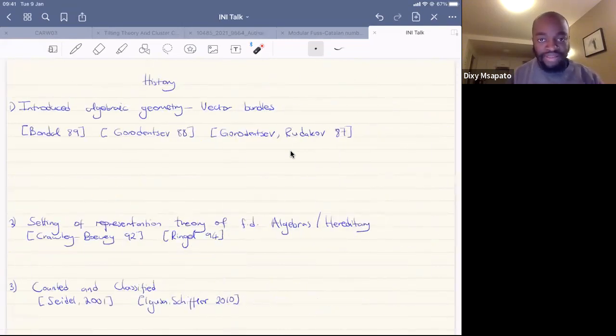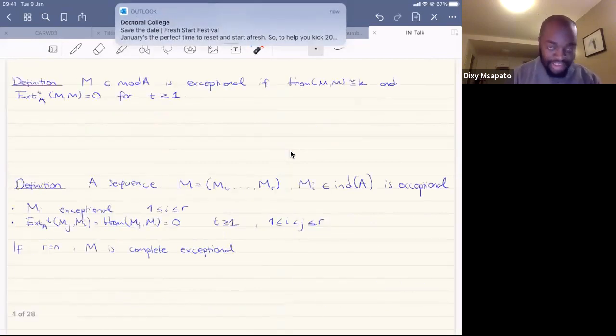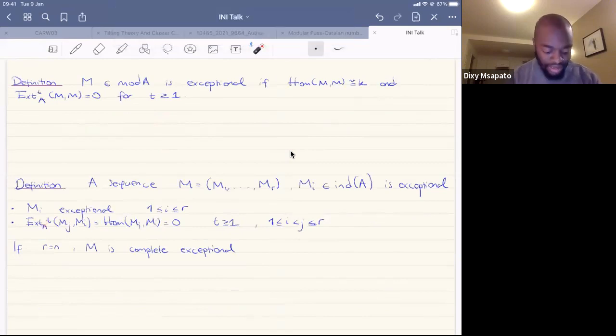Exceptional sequences and exceptional modules were first introduced in the context of algebraic geometry in the study of vector bundles, mainly by the authors Bondal in 89, Gorodentsev in 88, and Gorodentsev and Rudakov in 87. The definition of an exceptional sequence and exceptional module was originally given in the context of a triangulated category. The only difference in the triangulated case is that instead of t being a positive integer, t is just an integer.